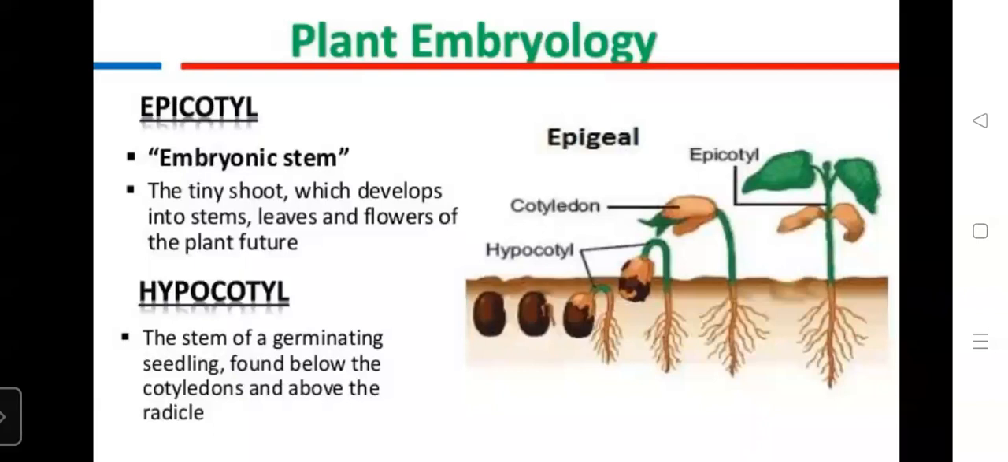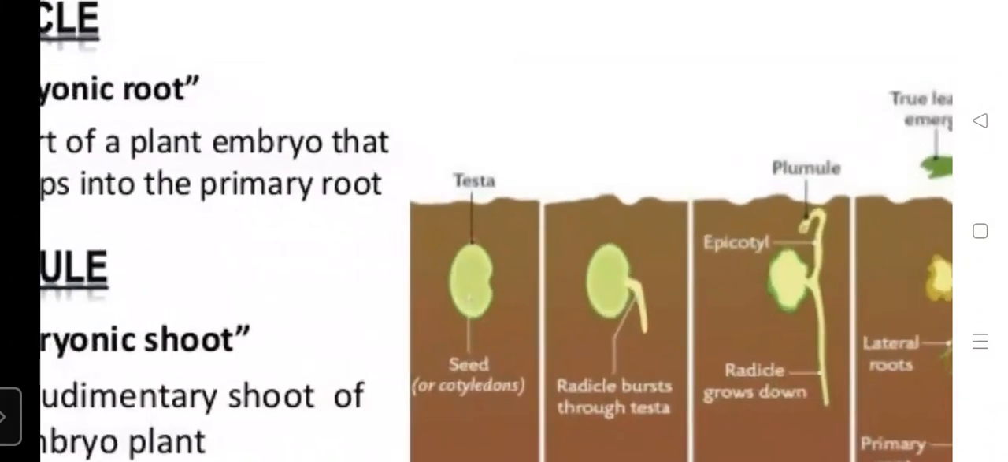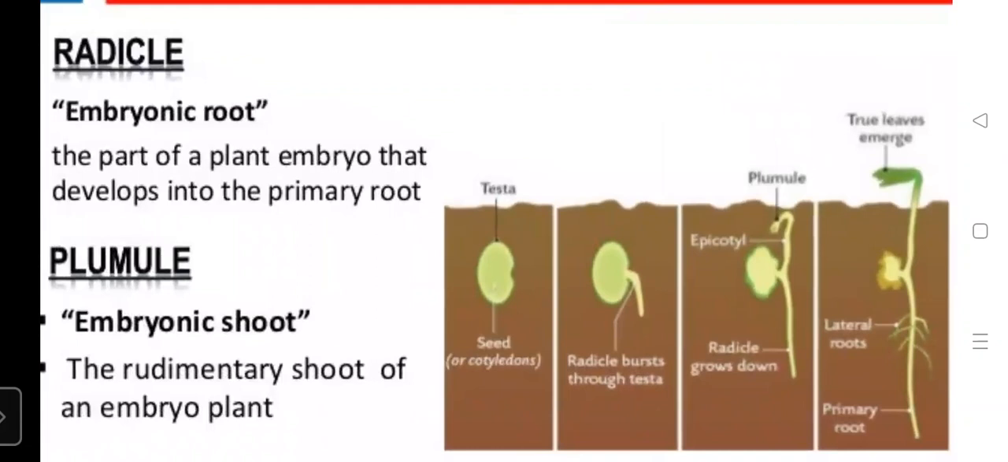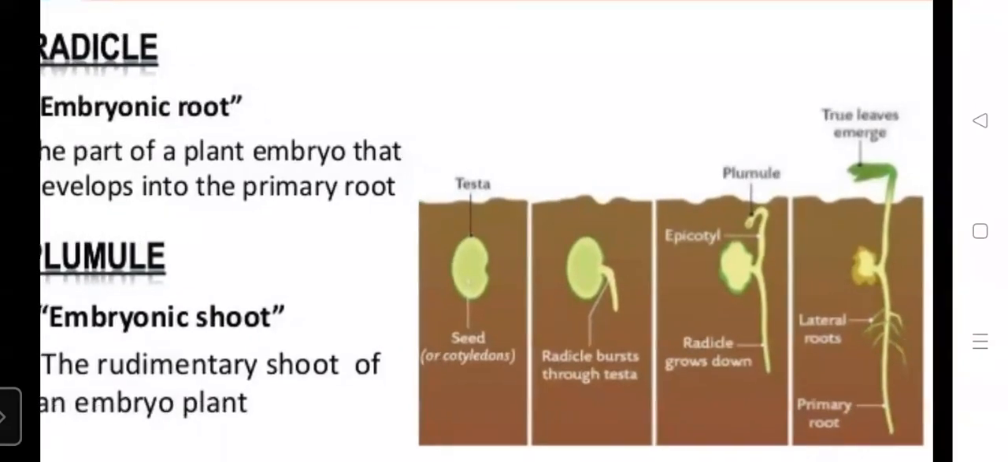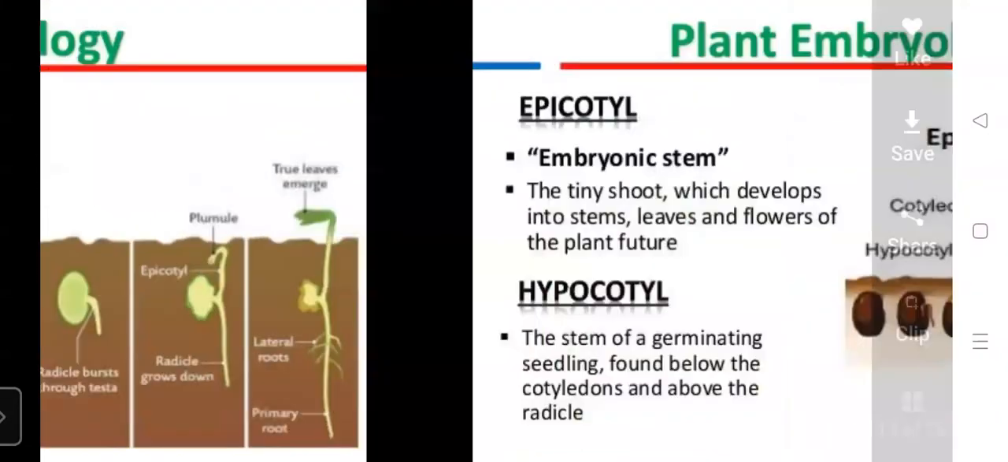See here, this diagram shows the epicotyl, cotyledon, and hypocotyl. The hypocotyl is the stem of a germinating seedling found below the cotyledons and above the radicle. See here, what is the radicle? I already explained: embryonic root. In this also the radicle is there. In the third diagram, the radicle grows down. See here, epicotyl and plumule are there, and true leaves emerge. Okay, so this is the germination time. We have observed these radicle, plumule, epicotyl and hypocotyl.